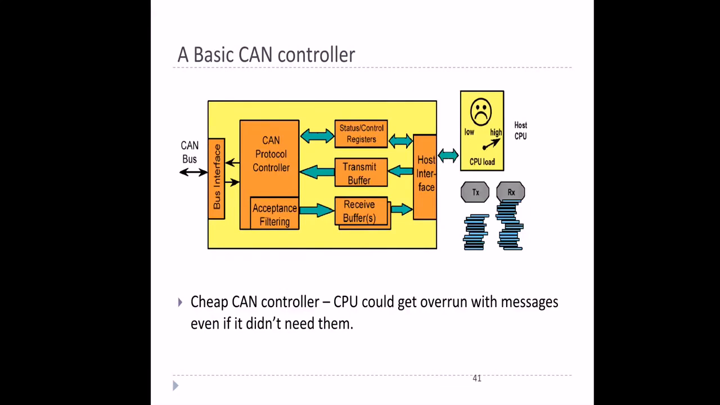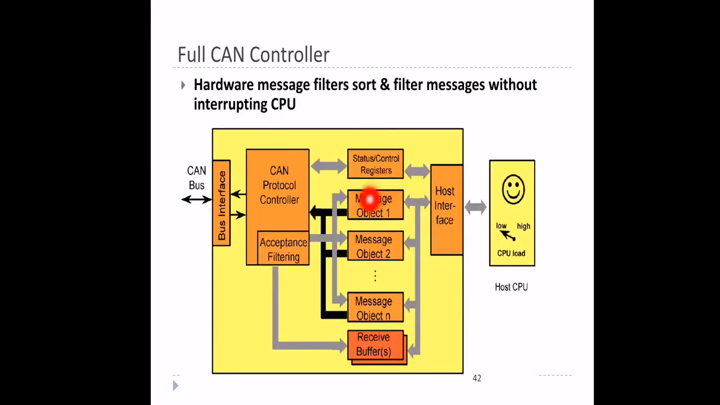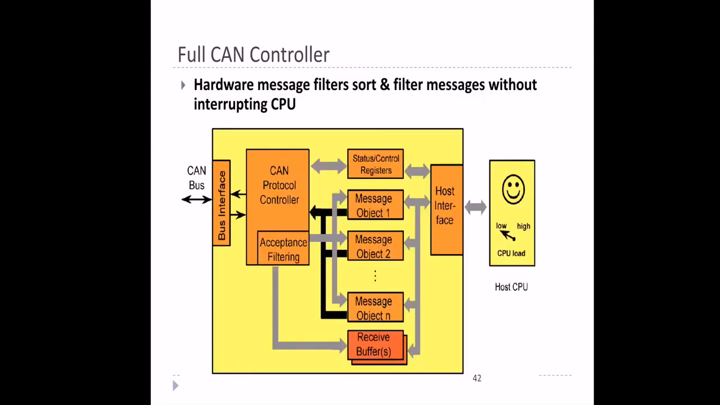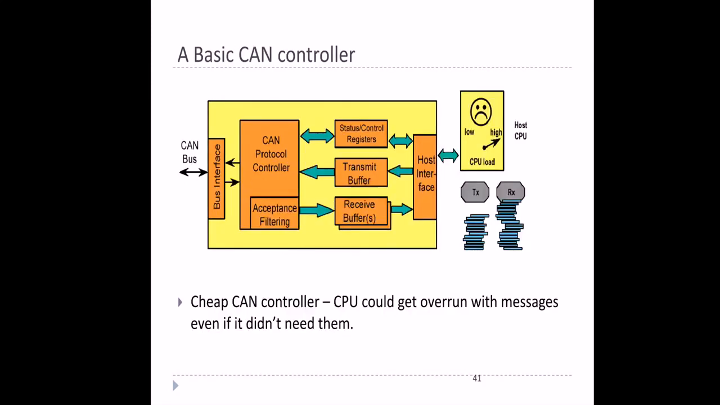The only thing is here we have n number of message objects, so the data occupancy is more than the simple CAN controller. Apart from that, the status control register is also the same, and the host interface is also the same. Here the CPU indication is also the same. The only thing is we have message object 1 up to n. How many you want, you can have. If you want to transmit, instead of this receive buffer, you can make it a transmit buffer. So this is the difference between the standard CAN and full CAN.